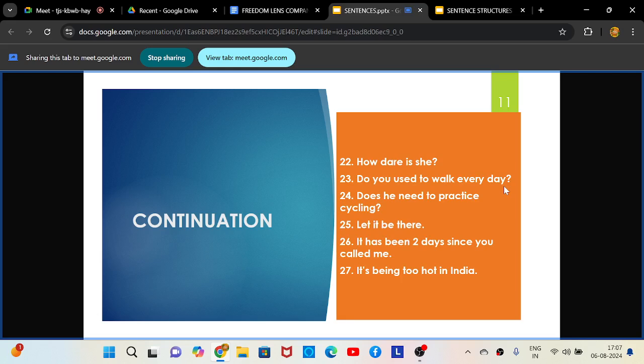Next is do you used to walk every day? Used to is always used in past tense. It is used to show some activity that was done in the past but not in the present. For example, if I tell I used to walk every day, it means that I was walking every day in the past but not now. Now I am not getting time maybe. So I am asking, do you used to walk every day? So it's a question here.